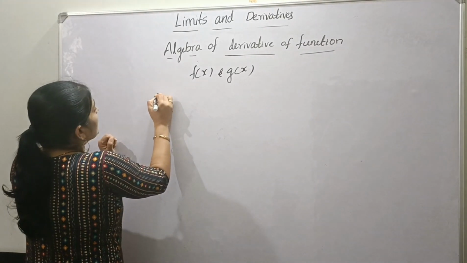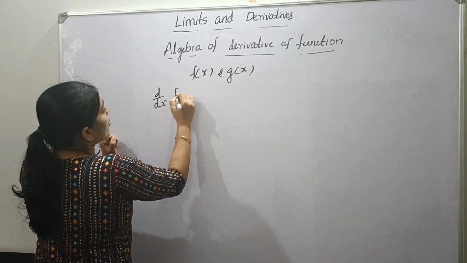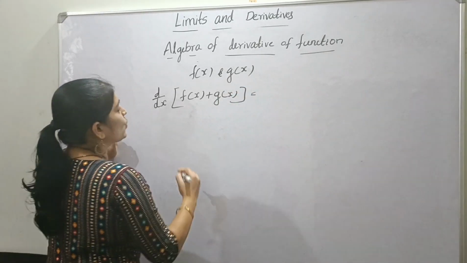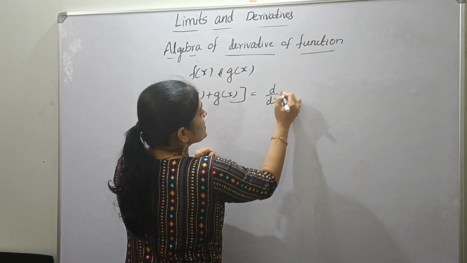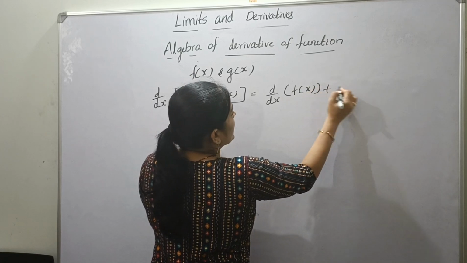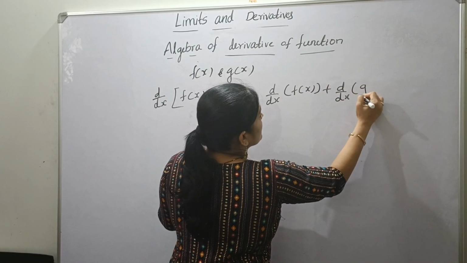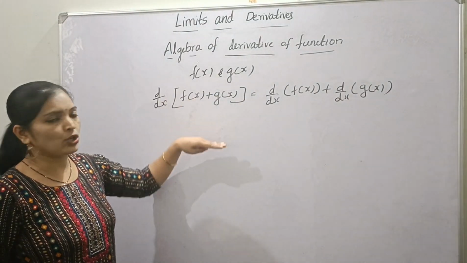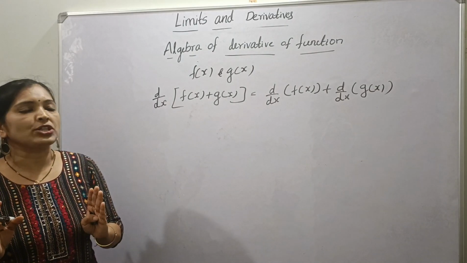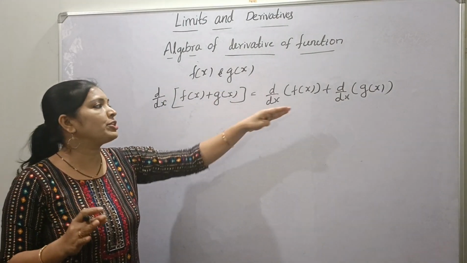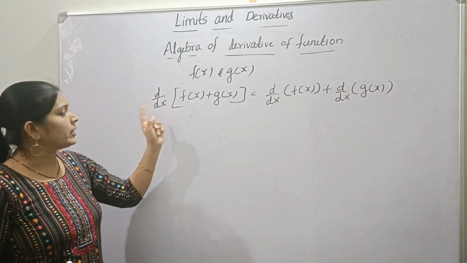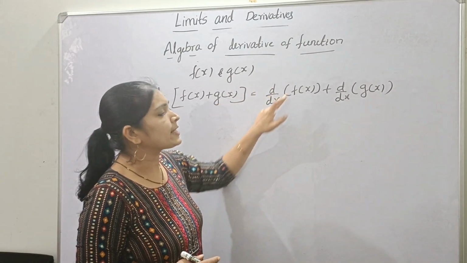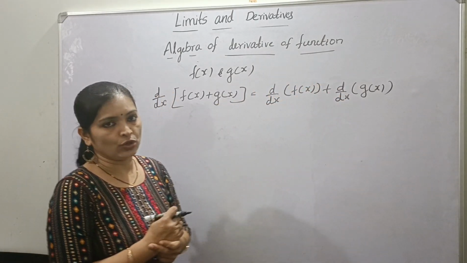So let us write d/dx of f(x) plus g(x) is equal to the derivative of f(x) plus the derivative of g(x). That is, the derivative of the sum of two functions is equal to the sum of the derivatives of the two functions. Or you can write d/dx of (f(x) + g(x)) is equal to d/dx of f(x) plus d/dx of g(x).